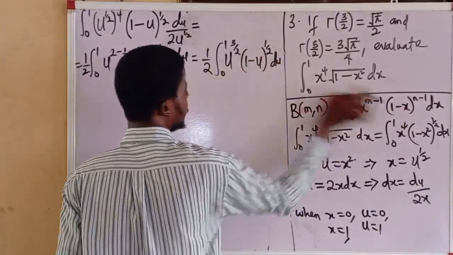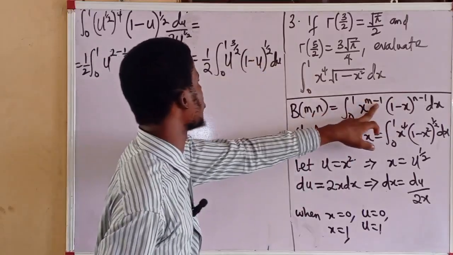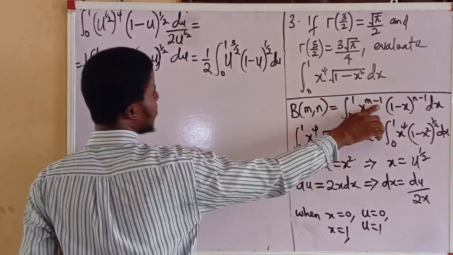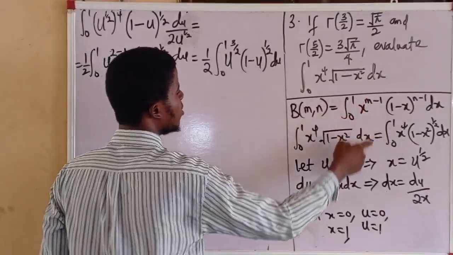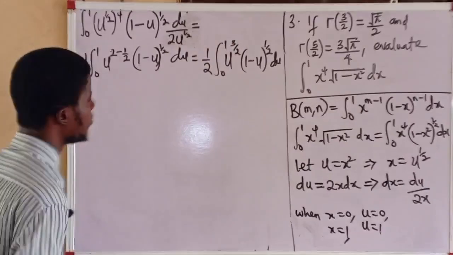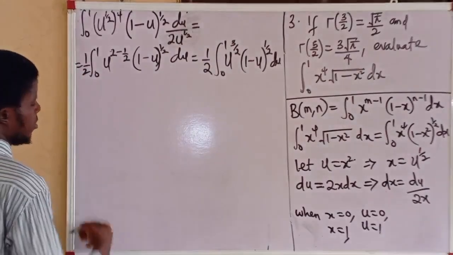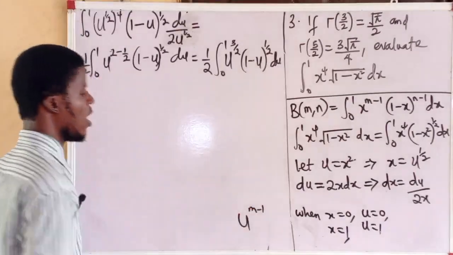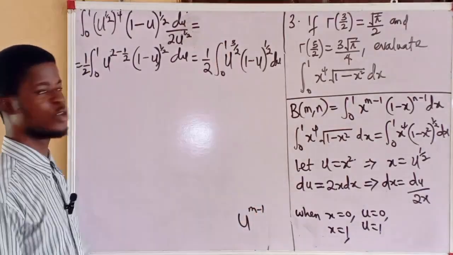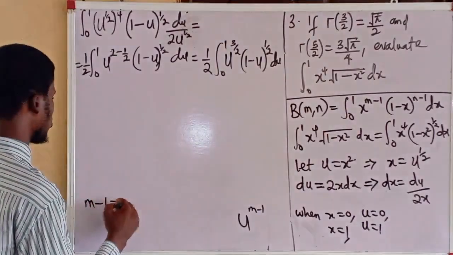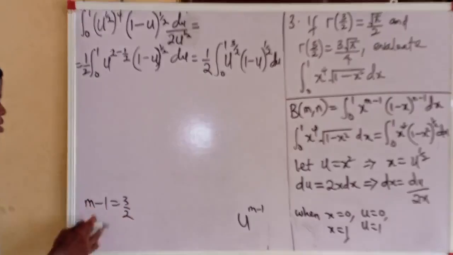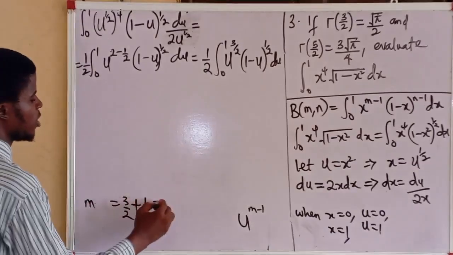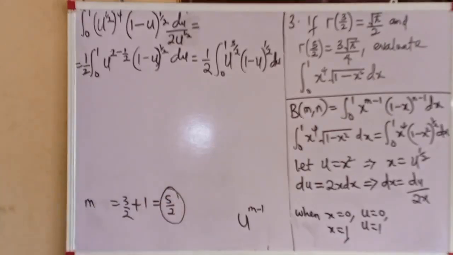We are almost there. So we are having n minus 1 here. For n minus 1, we are going to subtract 1 from a number to obtain 3 over 2. Look at it, u is raised to the power of m minus 1, and this m minus 1 must be equal to 3 over 2. What is m? m is equal to 1 plus 3 over 2. 2 times 1 is 2 plus 3 is 5 all over 2. So m is 5 over 2.